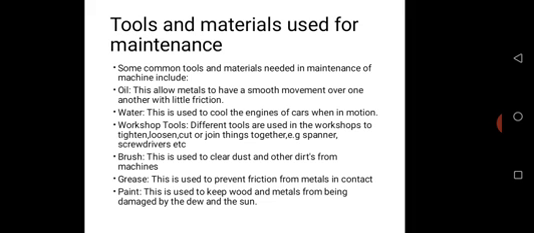Paint is another material that is used in carpentry, in the wood workshop. This keeps the wood and metal from being damaged by the dew and the sun. So it protects the wood and metal from the effect of weather conditions.